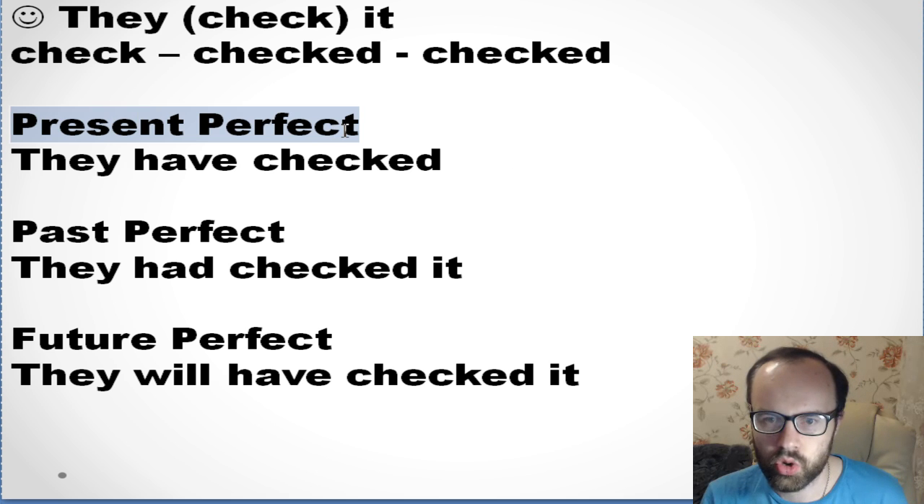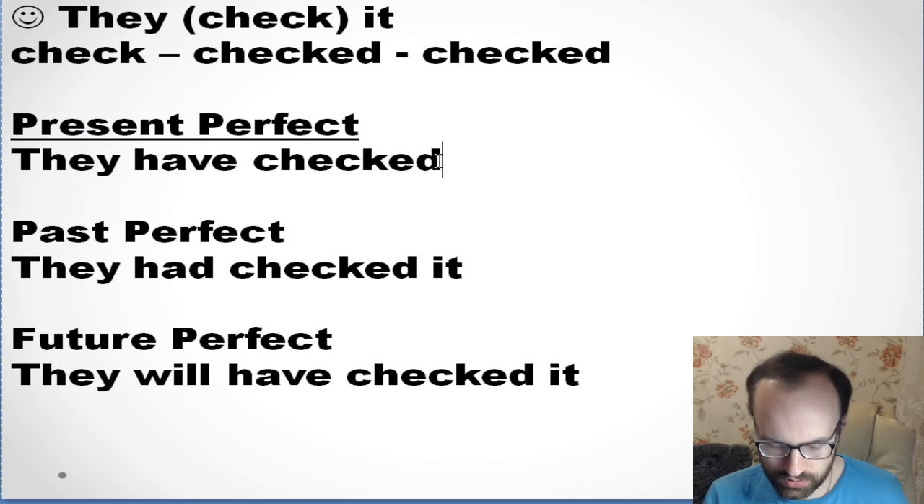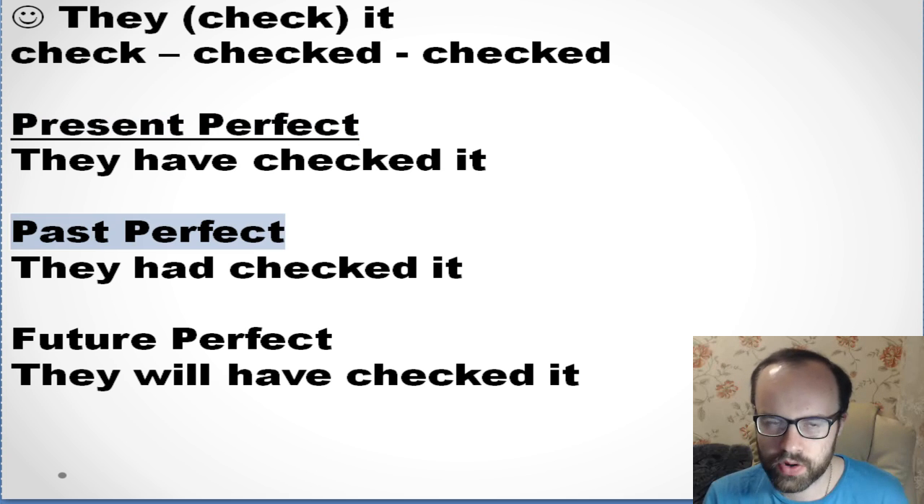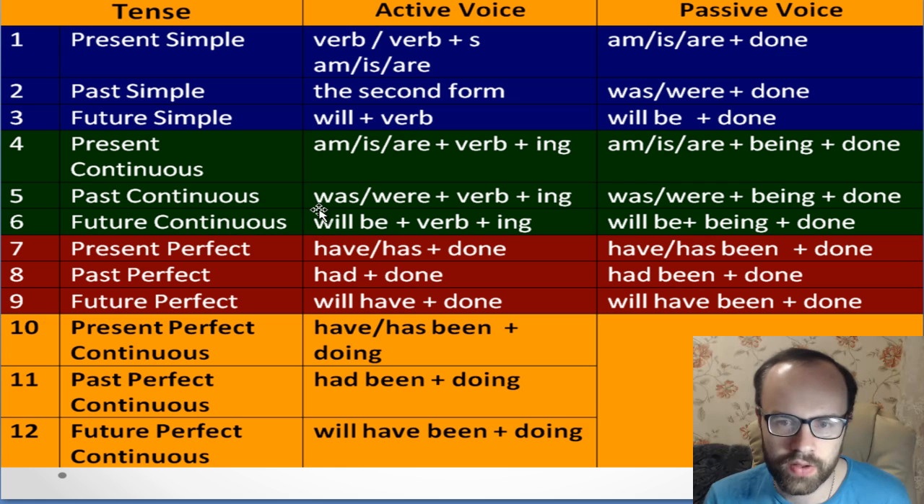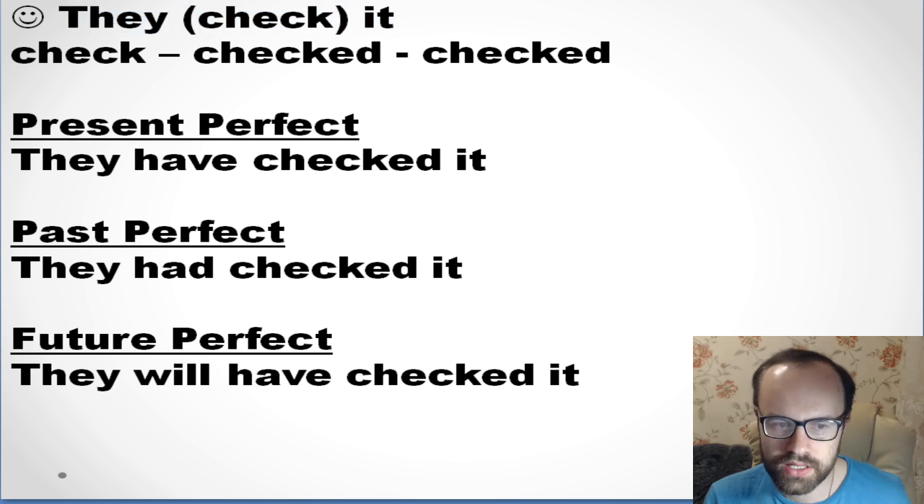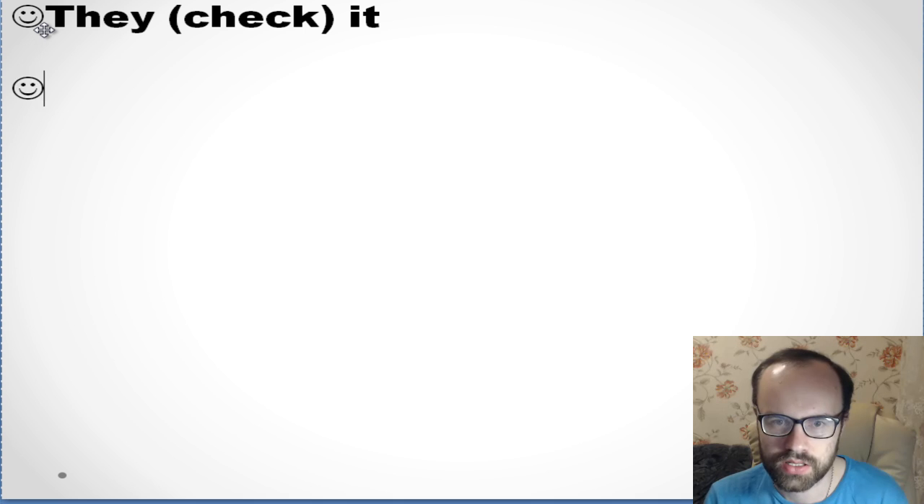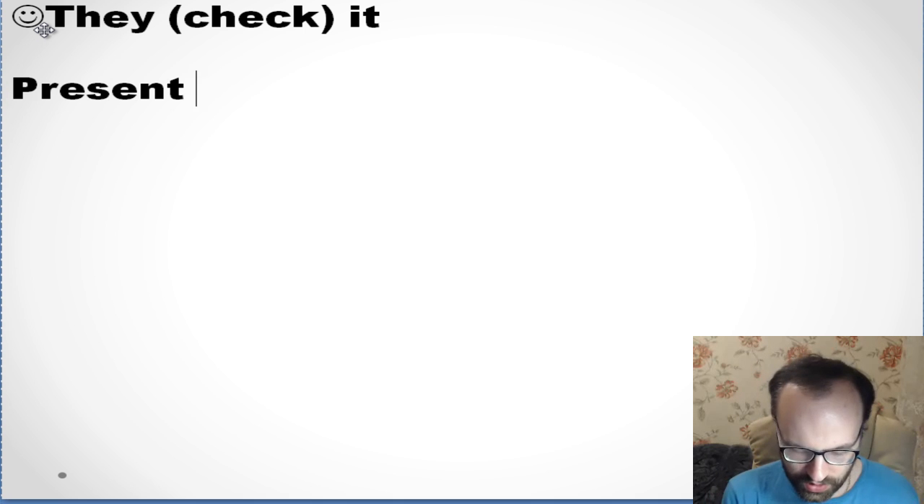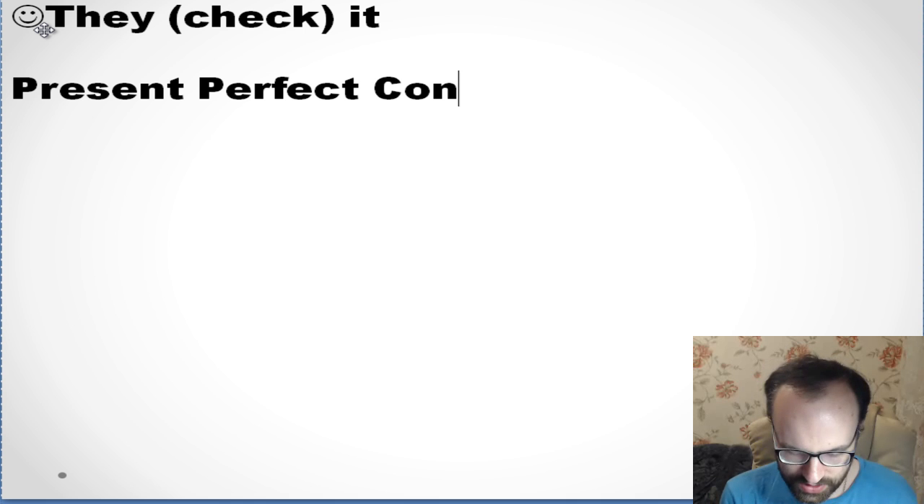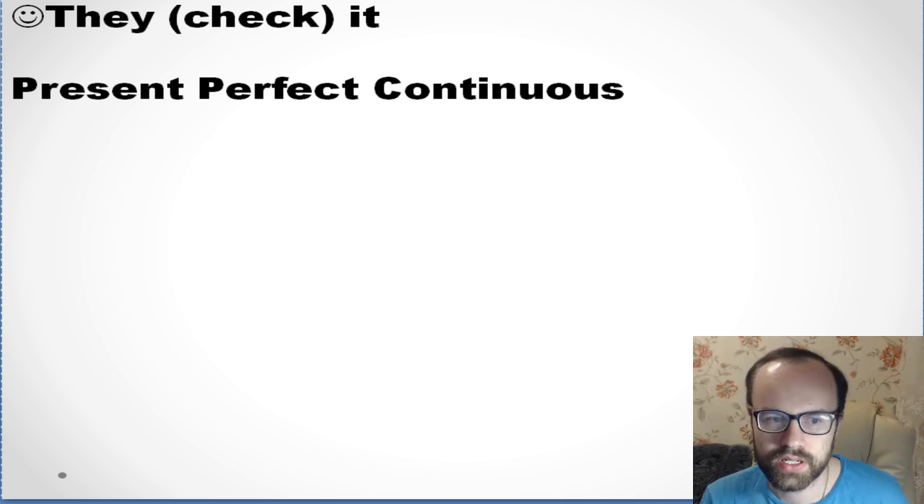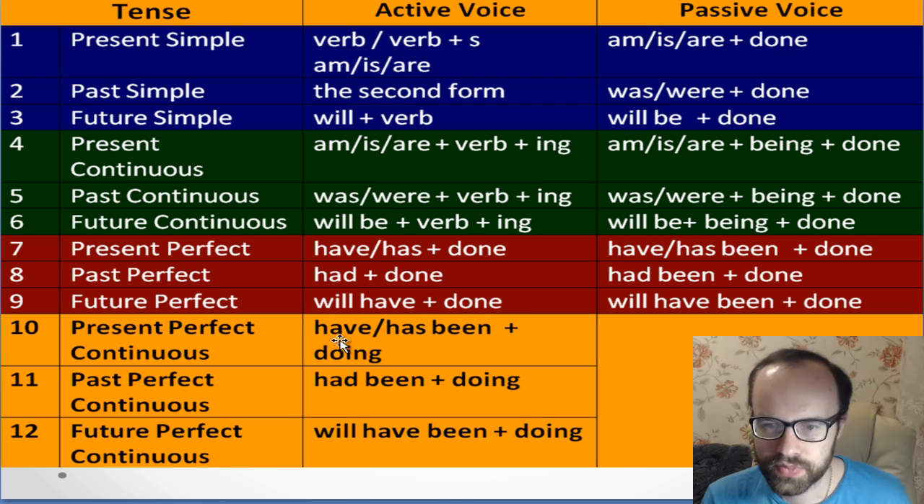Okay, good. So present perfect: they have checked it. Past perfect: they had checked it. And future perfect: they will have checked it. Okay, so what about the next tense? Present perfect continuous. Okay, no problem. Let's try to say it in present perfect continuous. Do you remember how we form this tense? Okay, let's have a look. Have or has plus been plus verb plus ing.